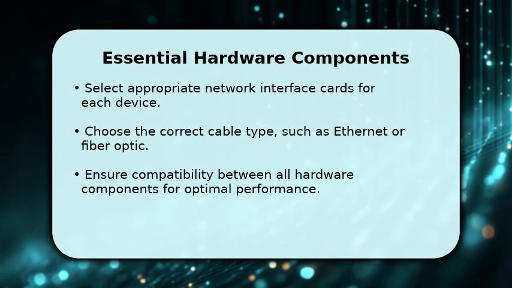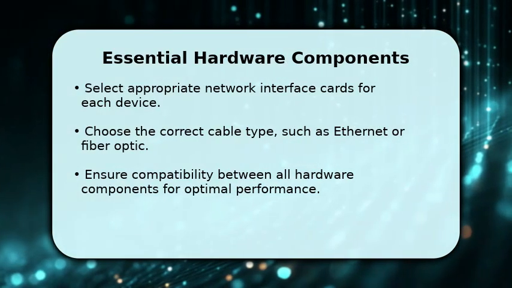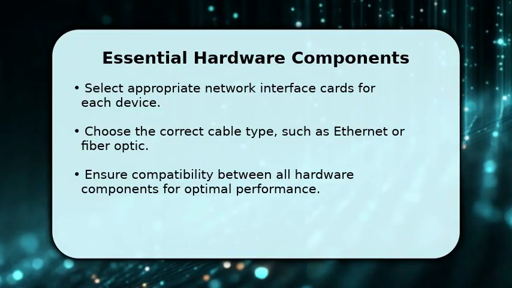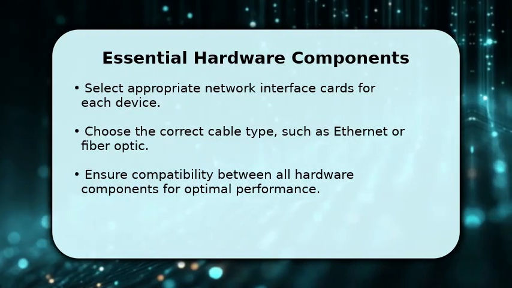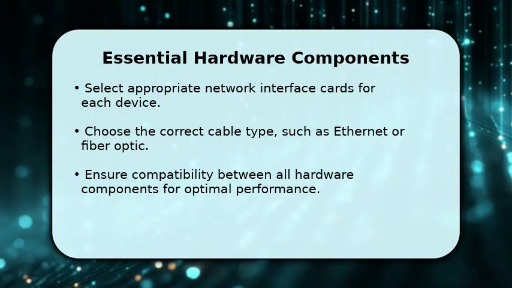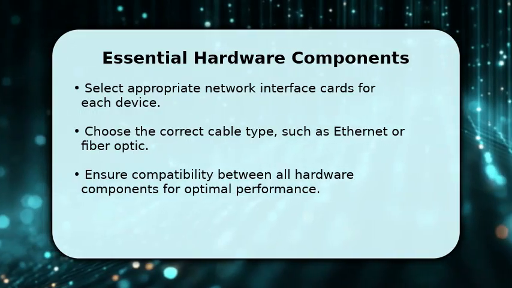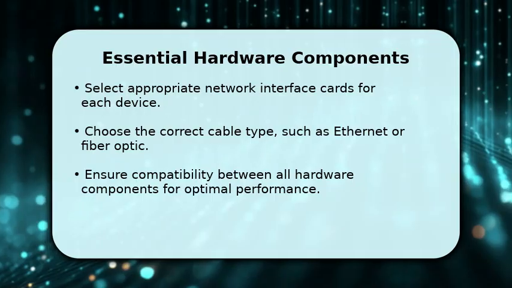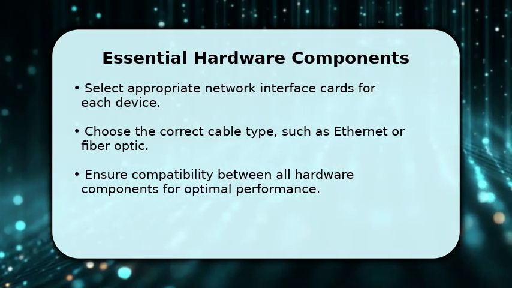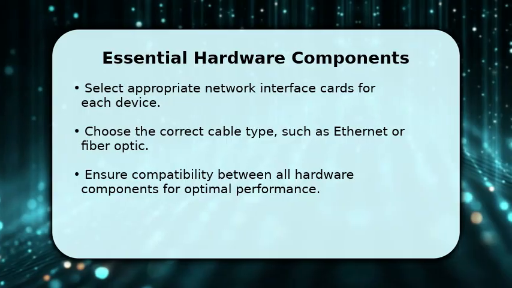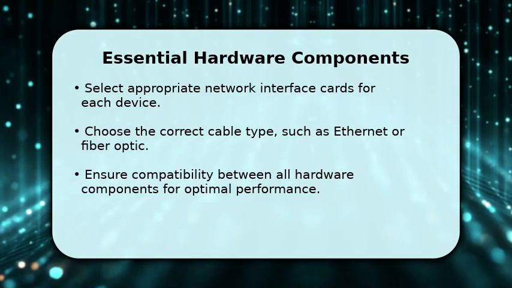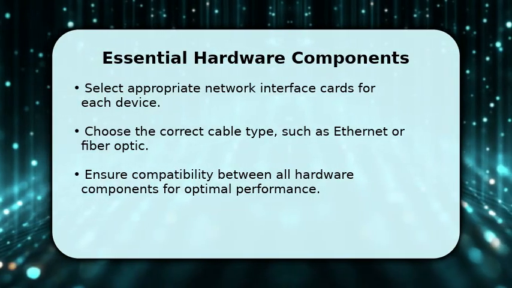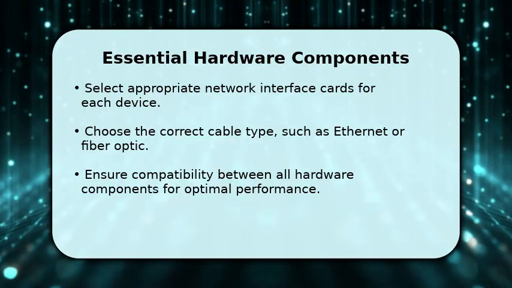To set up your point-to-point link, you'll need two network-enabled devices, like computers or routers, and one connecting cable. For short distances, a standard Ethernet cable, perhaps a Cat5e or Cat6, is common. For longer distances or higher speeds, fiber optic cables are often preferred, supporting distances up to several kilometers. Always ensure your network interface cards support your chosen cable type and speed, like 1 gigabit per second.